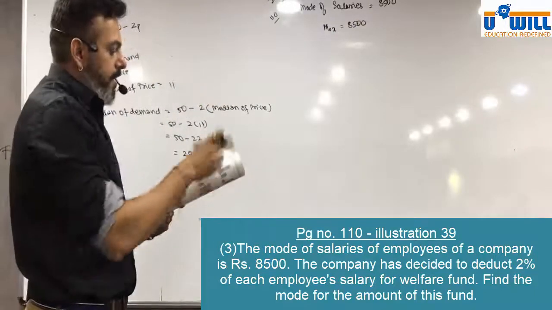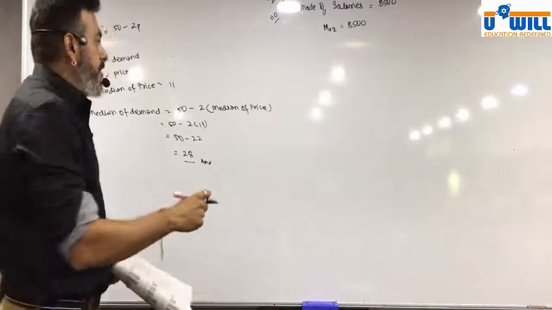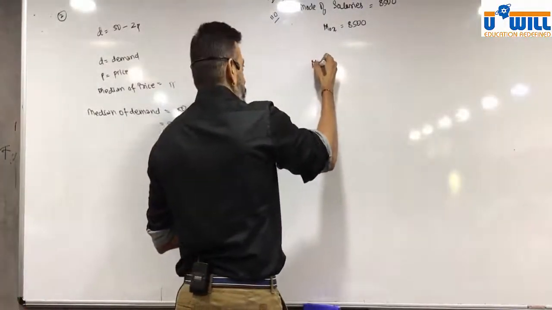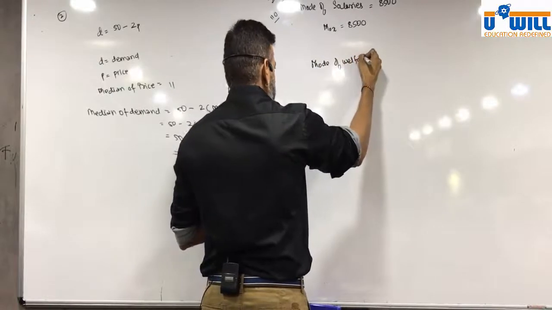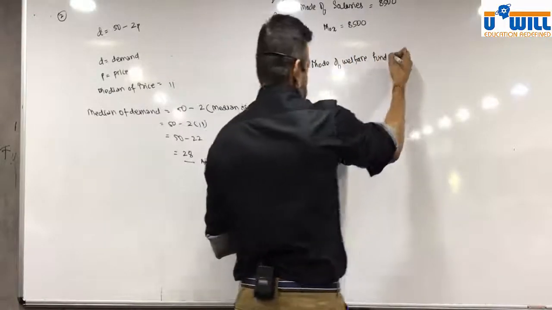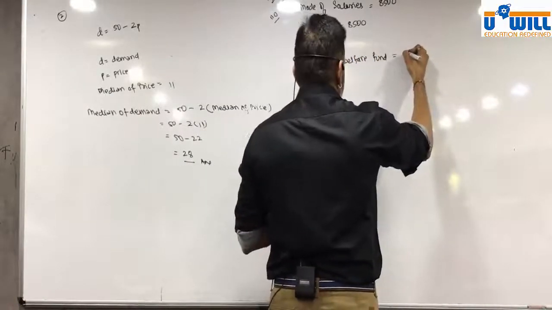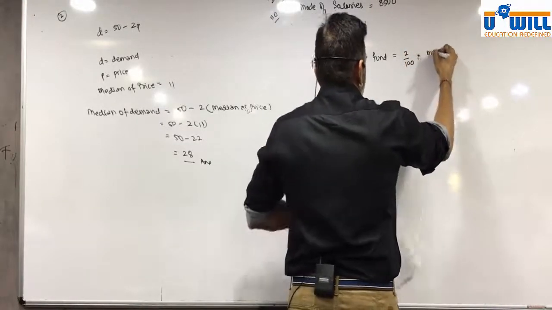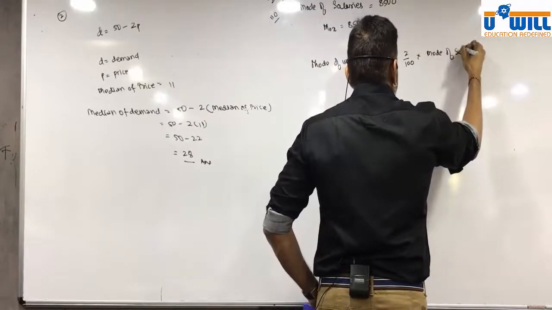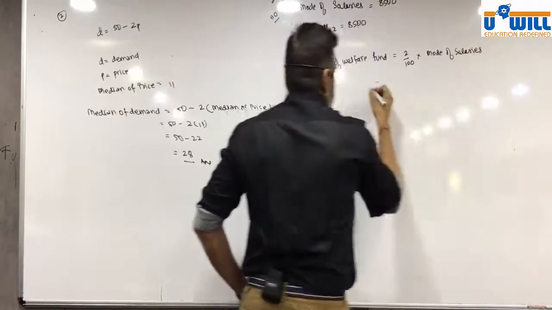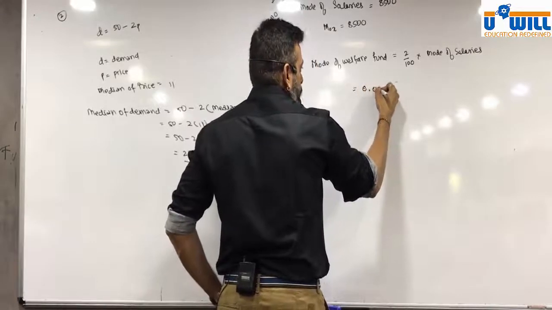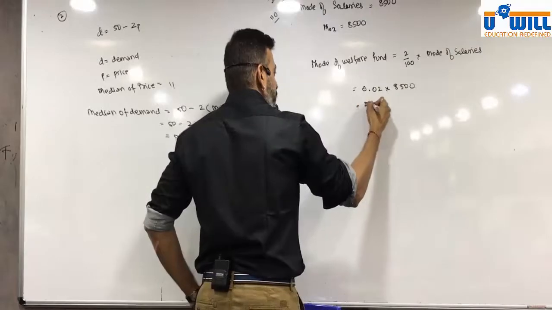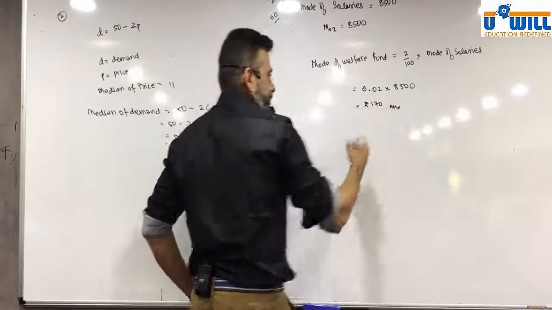Now what is happening? From every employee's salary, we are deducting 2%. So directly, mode of welfare fund is equal to 2%. So 2 divided by 100 into mode of salaries is equal to 0.02 into 8,500 is equal to rupees 170.